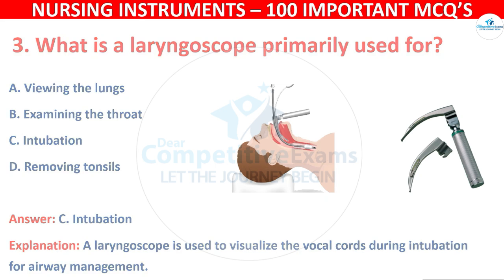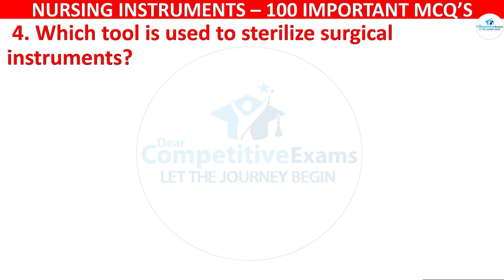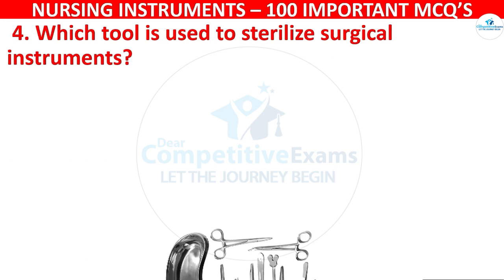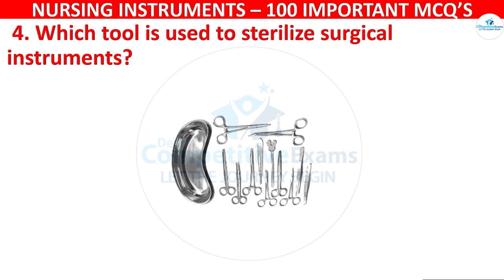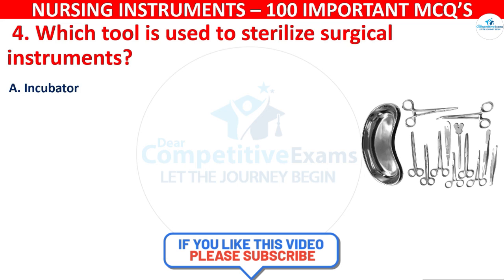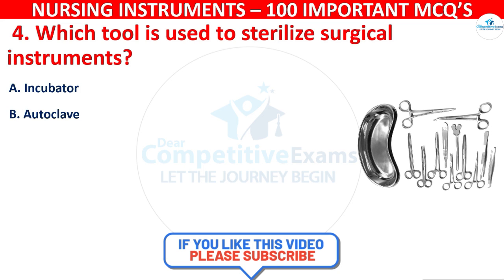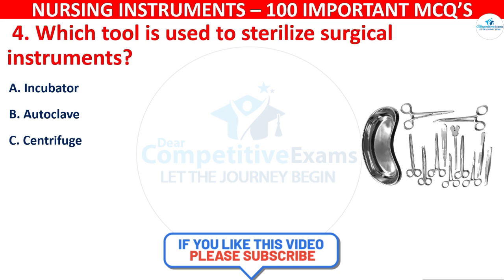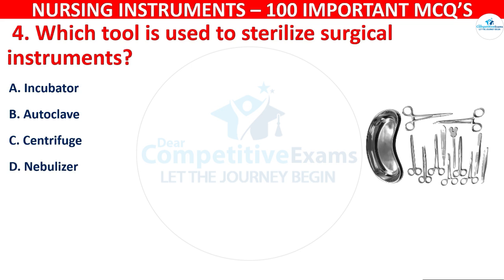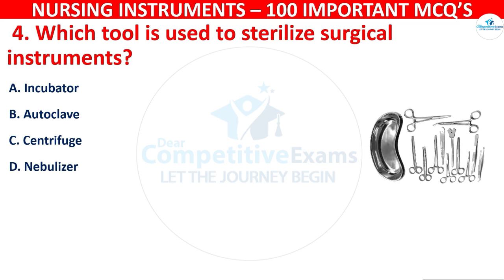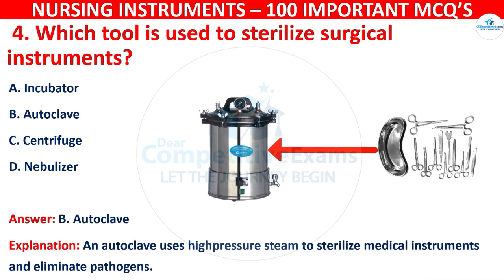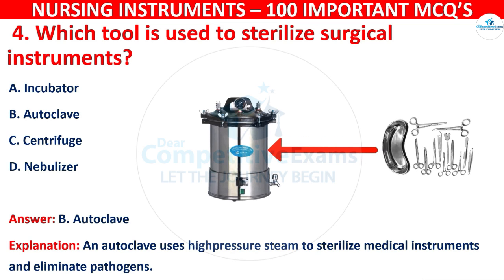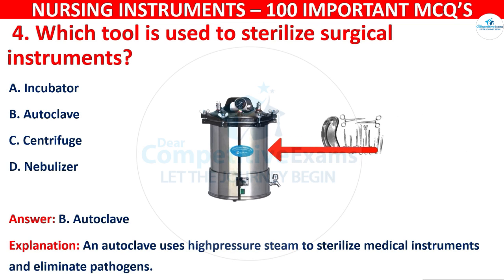Question number 4. Which tool is used to sterilize surgical instruments? Your options are incubator, autoclave, centrifuge, or nebulizer. The correct answer is B, that is autoclave. An autoclave uses high pressure steam to sterilize medical instruments and eliminate pathogens.